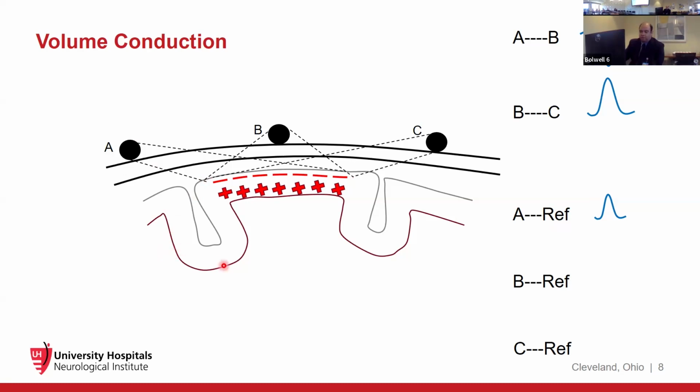What about B to reference? B is still more negative than reference. All of them are more negative than reference because reference is 0. But the B to reference deflection will be larger because B is a larger negativity. Does it make sense? Yeah. And C to reference will be the same as A to reference, okay? So this is the principle of volume conduction.